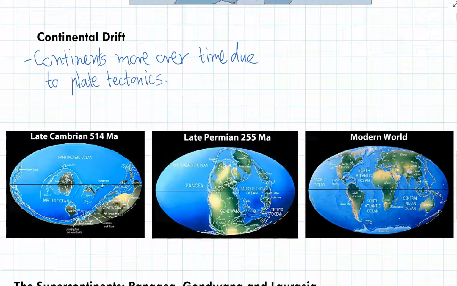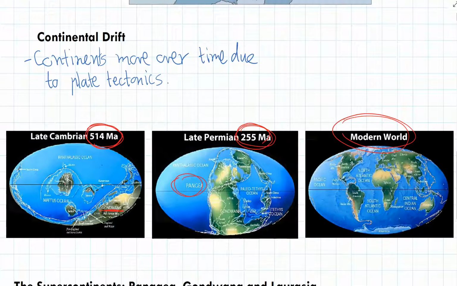Okay, and here's some maps of the Earth at different stages. So here's one 500 million years ago. We've got a supercontinent at the bottom in the south here, which is Gondwana. And we've got a few other small continents. About 250 million years ago, all the continents had joined together into Pangaea, which we'll talk about in a second. And then over the last 200 million years, all those continents have separated again to give us what we know as our modern world today.